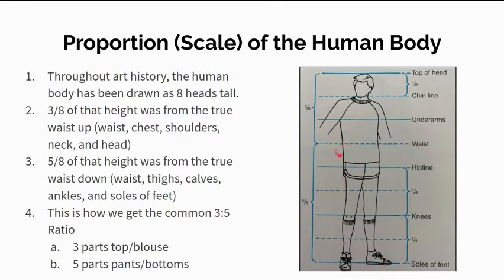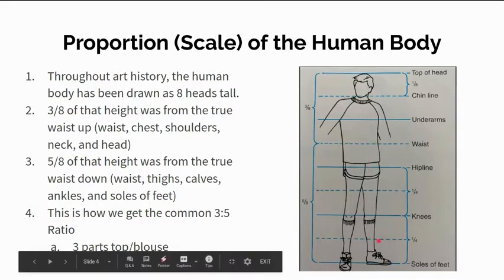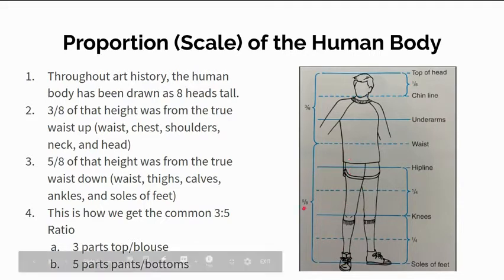If you look over here at this diagram, your waist is way up here. Think of 3 heads stacked, and it would be right here. So here's 1, 2, and 3. You're looking at 3/8 right there, 3 heads. That is the upper portion of your body. The other 5 sections of your body are from the true waist down. That includes your hips, your thighs, your calves, your ankles, all the way down to the soles of your feet. If you count between the solid and the dotted lines, you'd have 1, 2, 3, 4, and 5. You know it's correct because 5 plus 3 equals 8.